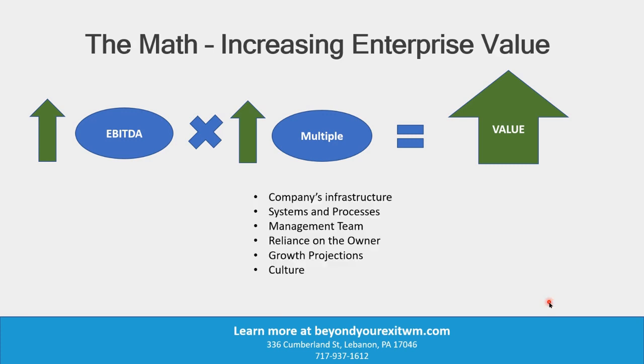So I often get questions on what is the multiple comprised of? How do you increase the multiple of a business? And so I listed a few of the factors here. There's many more in addition to this short list, but some of these include the company's infrastructure, the systems and processes that are built out and documented within the company, the health and skill of your management team, how reliant is your business on the owner? Do you have growth projections in place? What is the culture like? So, if you take a look at these, none of these really have anything to do with the financials of a company. They're all called intangible capitals of a business.